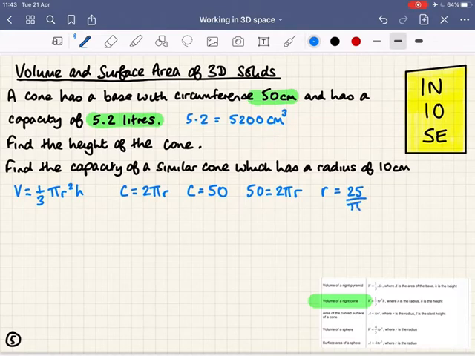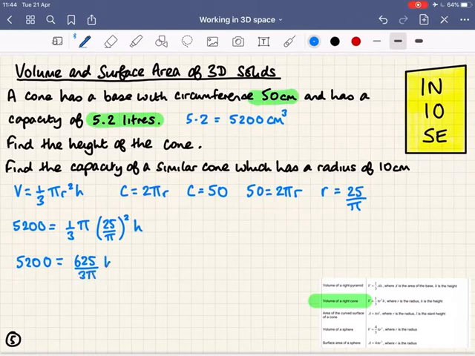So let's work backwards from our formula for volume. Volume is 5,200. That equals 1/3 pi times the radius squared, that's 25 over pi, all squared, times the height. I could just tidy that up a little bit so that I'm not carrying around so many terms. 5,200 equals 625 over 3 pi h. Rearranging that, my height is 5,200 over 625 over 3 pi.